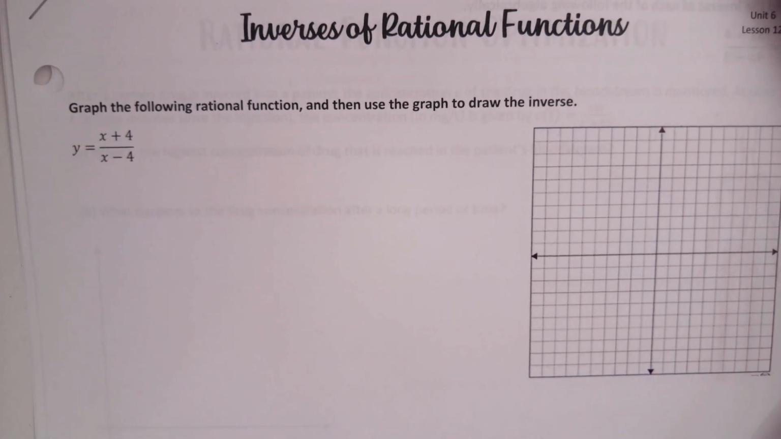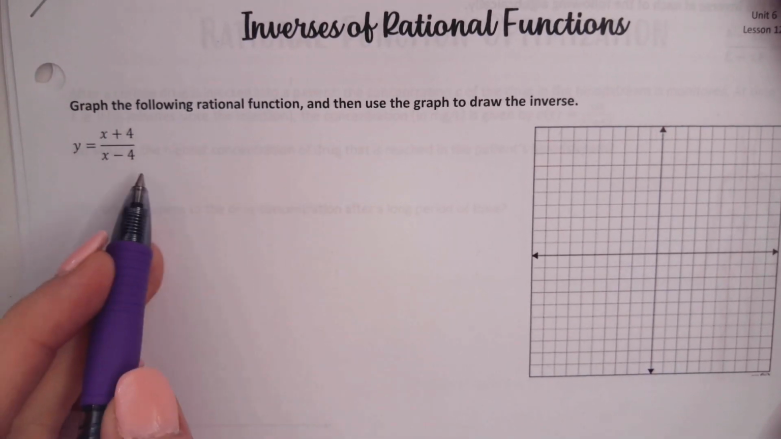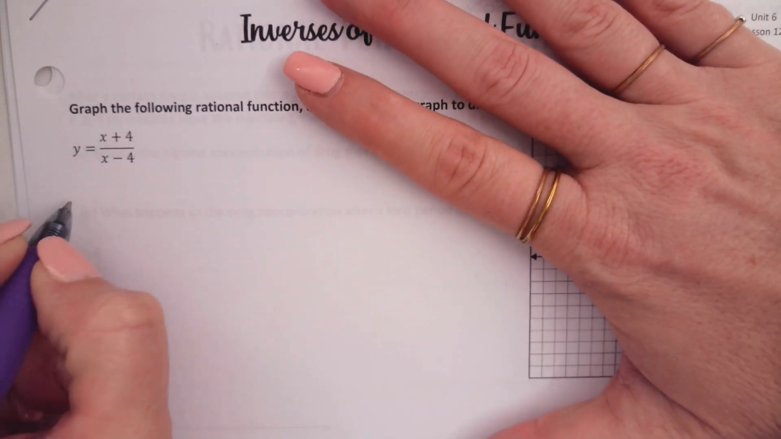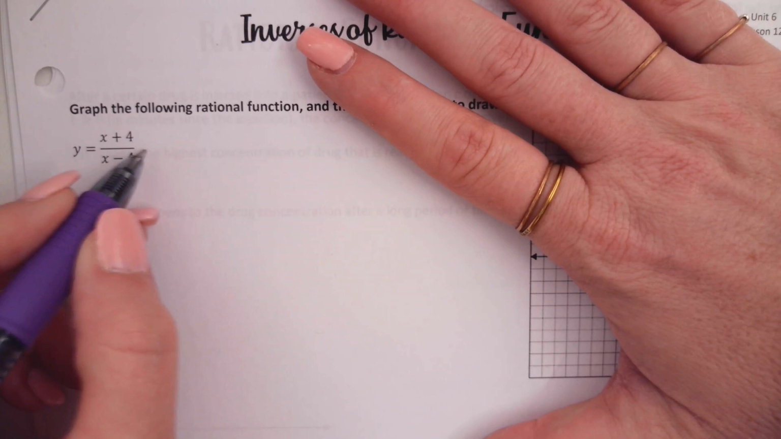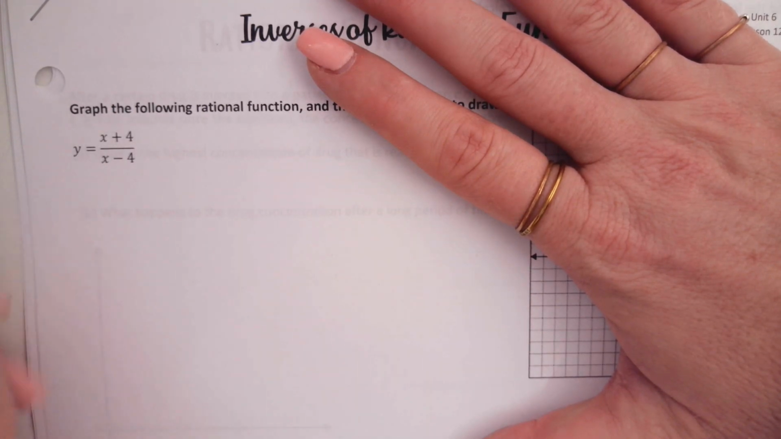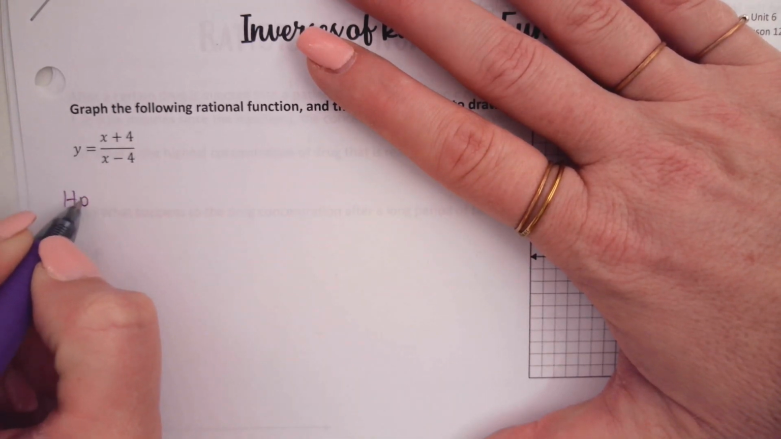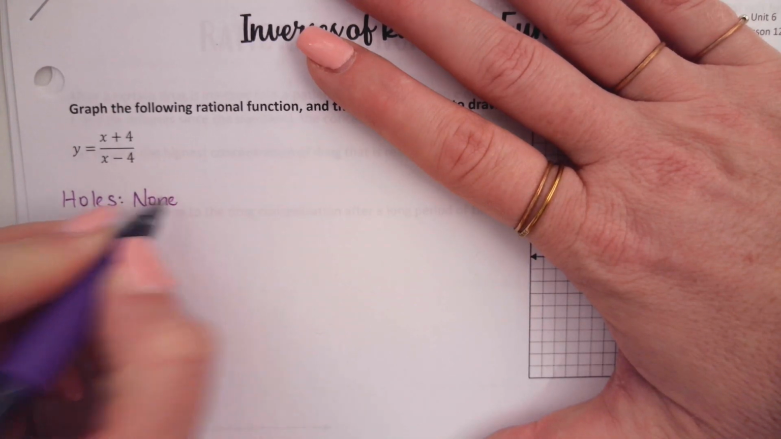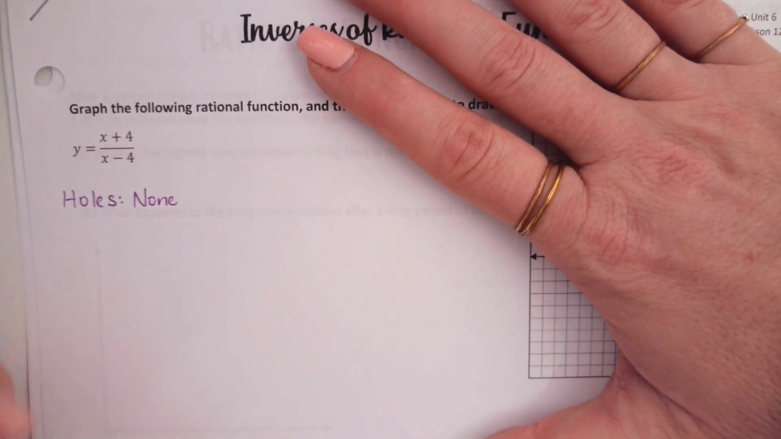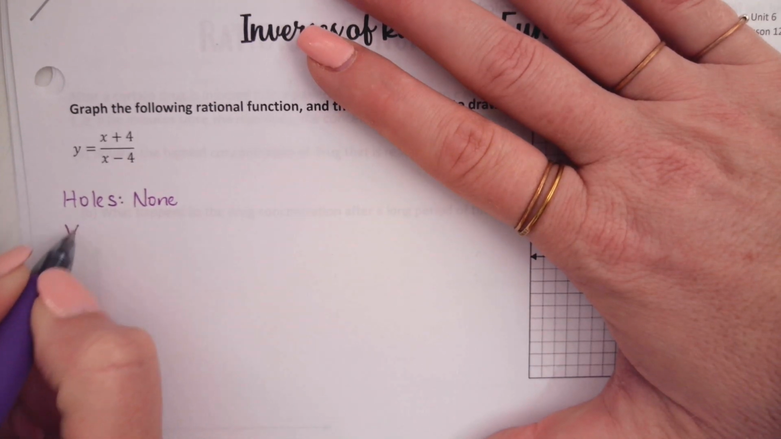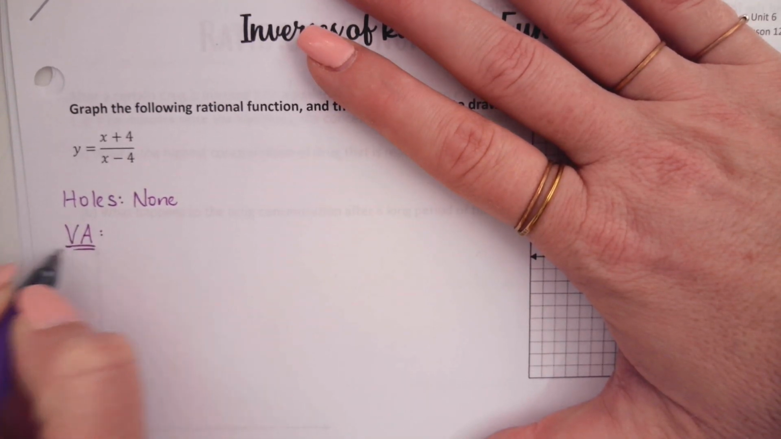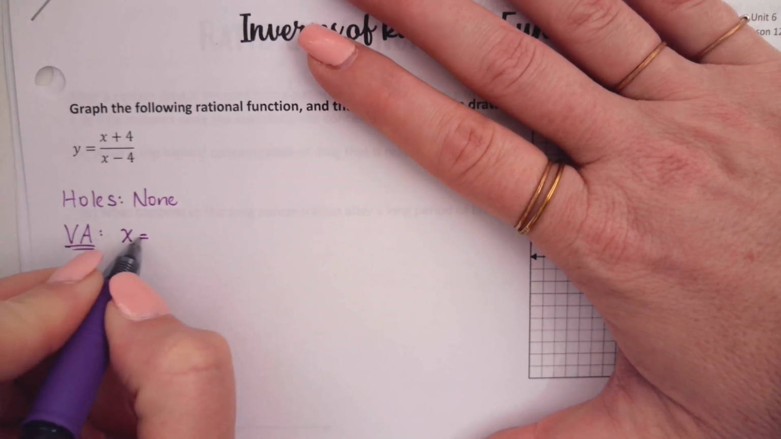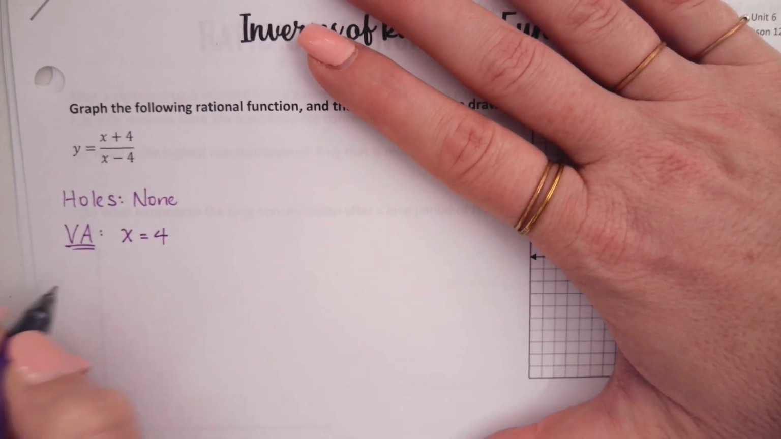Remember, regular style, we start by looking, does it factor at all? Nope. Okay, so then if it doesn't factor, are any factors going to cancel? No. So what does that tell me about holes? There's none. And then what do I usually find next? The asymptotes, starting with the vertical one. It's at x equals 4, right? That's the number that would make my denominator 0.